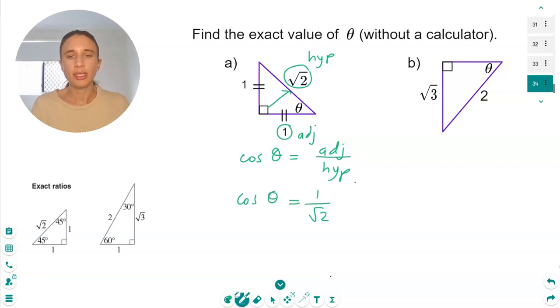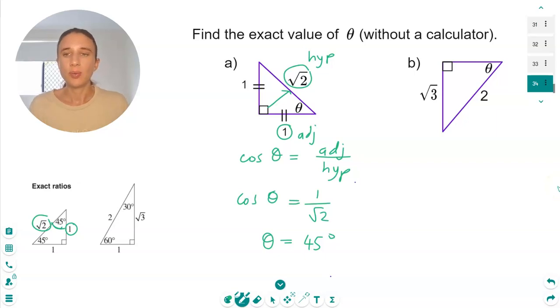Now where do I go from here? How would I find that angle? Well, it's about looking at this and seeing, okay, I know that these are side lengths of a magic triangle. So I come over here and I think, which triangle do 1 and root 2 lie in? Well, the first one. And 1 and root 2, where are they adjacent and hypotenuse? Well, it's going to be 45 either way, actually. So theta is 45 degrees.